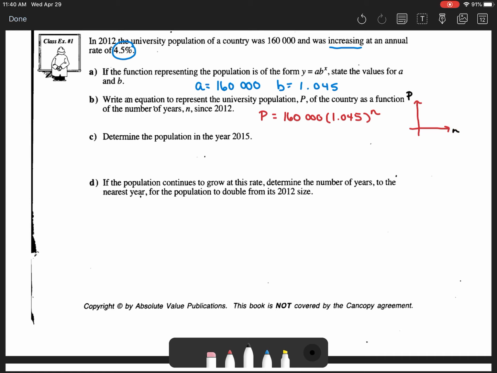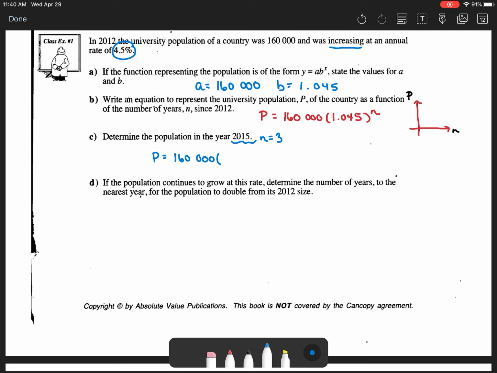Okay, so again, we know that if we take a look at a graph or try and graph this to answer any questions, we know what the dependent and the independent variables are. In part C, it says now determine the population in the year 2015. Well, if we're talking about 2015, we started this question in 2012, so that means the value of n is 3. Three years have passed from 2012 to 2015.